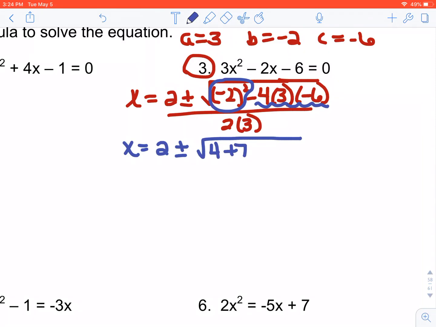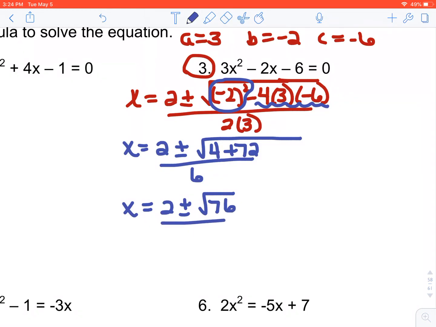A plus 72. And then on the bottom, we're actually multiplying. 2 times 3 gives us 6. Okay, keep working. From yesterday, I know I have to add 4 and 72 together to get 76. And then I have to divide that by 6. All right, so now comes the part where we have to simplify.